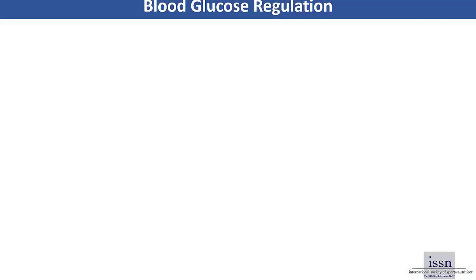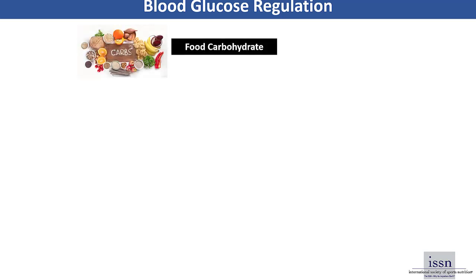Now let's talk about blood glucose regulation. As you'll recall, when it comes to starch, glucose is the only monosaccharide used to build starch in plants. Meanwhile, glucose is one half of disaccharides in the diet. Therefore, most of the monosaccharides that are absorbed from digestible carbohydrates will be glucose.